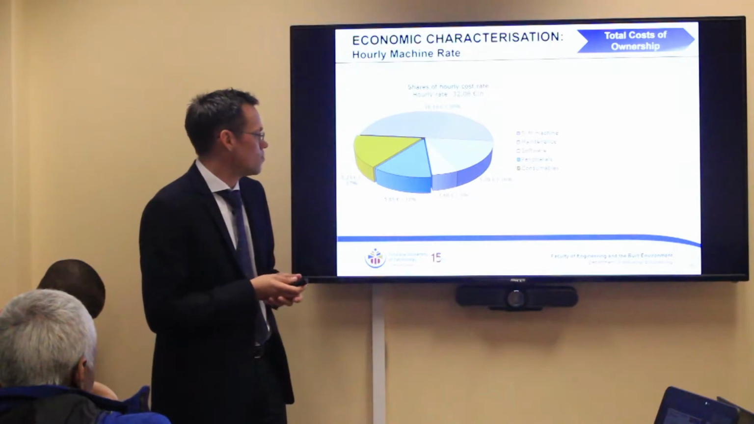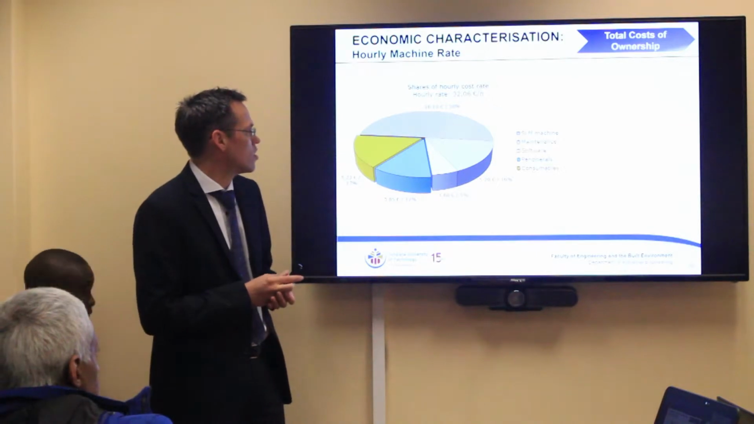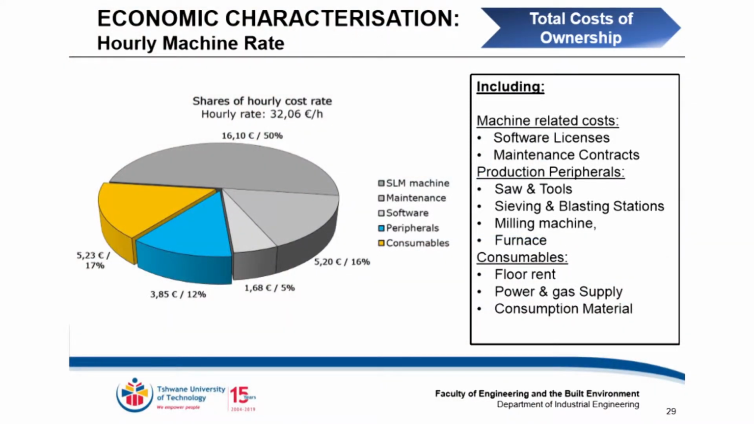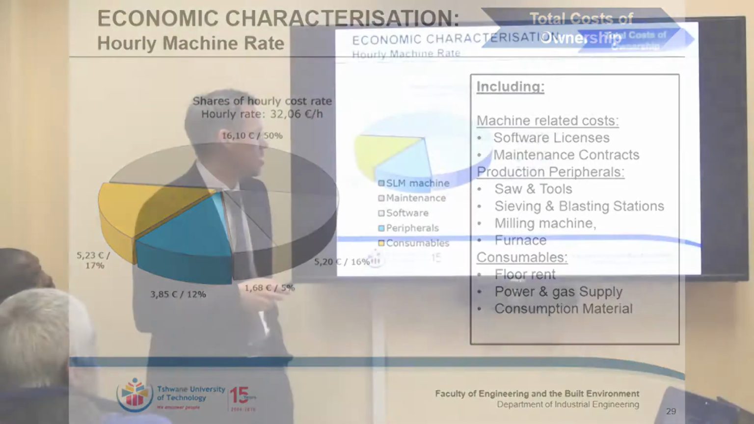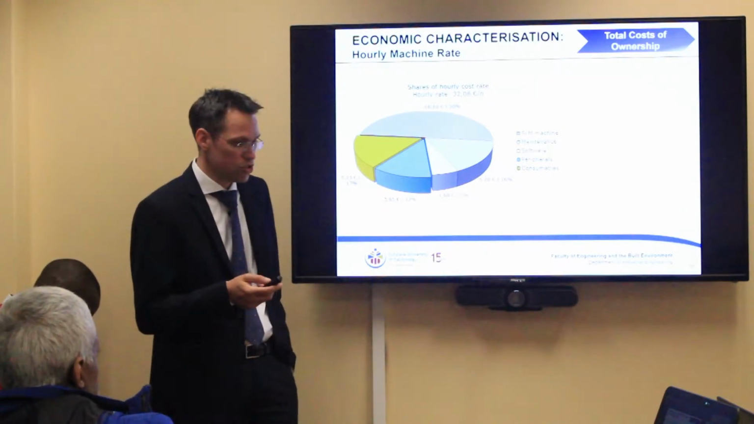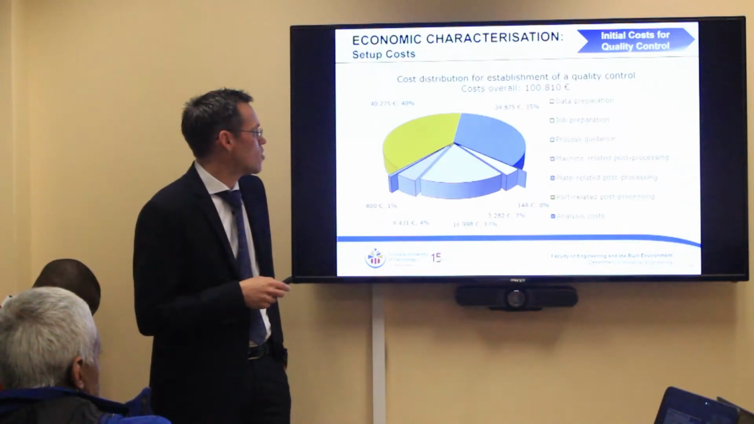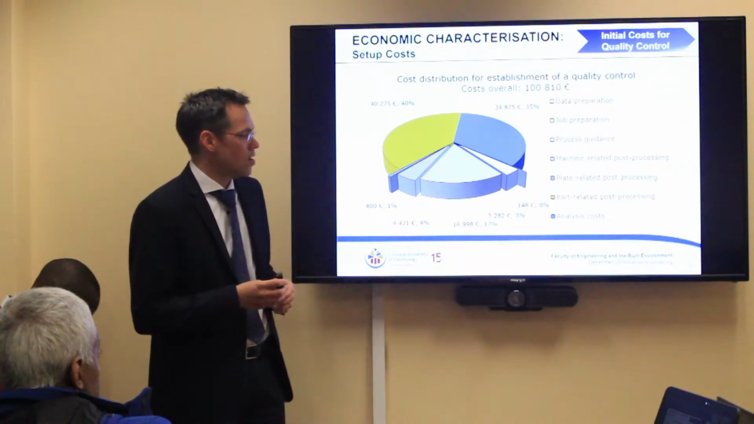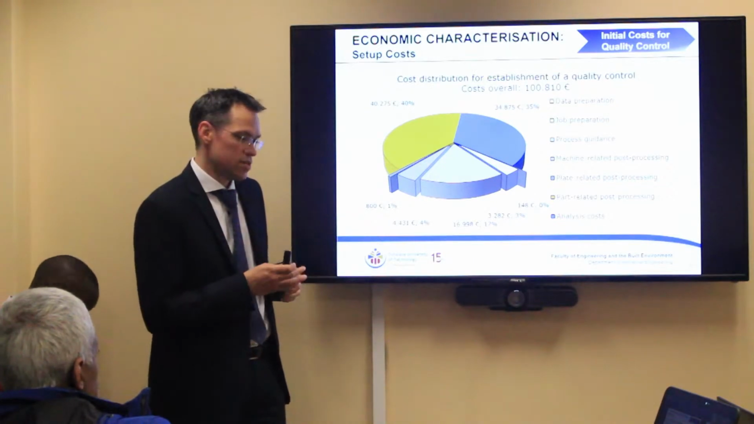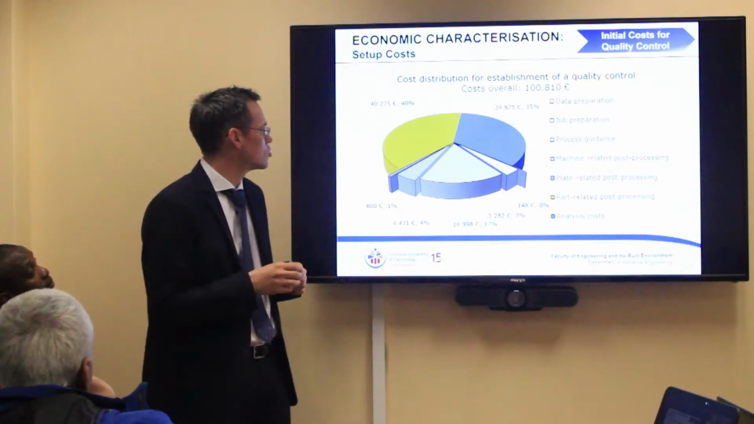So when we have the average processing times, we have to consider the hourly machine rates, which was done here. The hourly machine rate is at 32 euros, where basically more or less 3/4 of the costs are generated by the machine and related software contract, which is quite high. So with those costs and times, I was then capable to calculate the setup costs for a basis of quality control to derive process location and dispersion parameters.